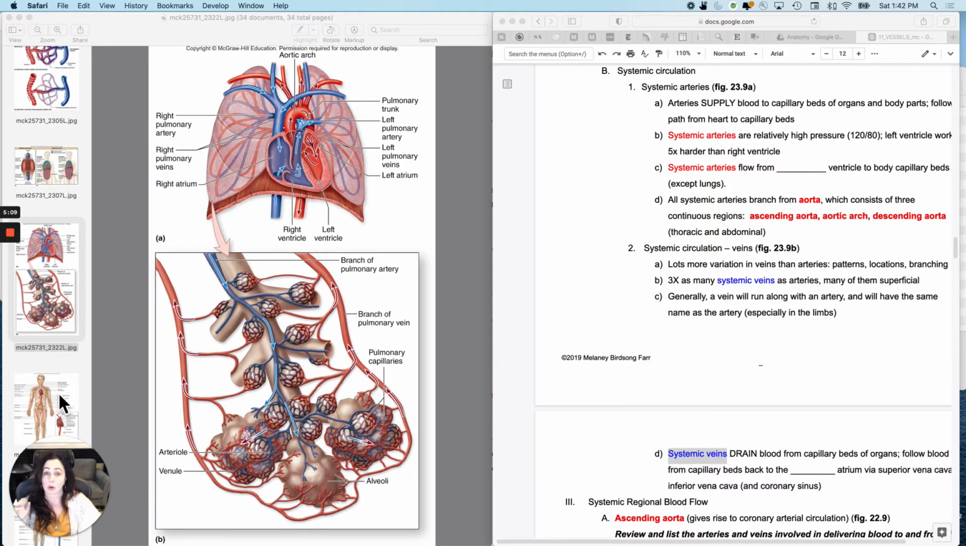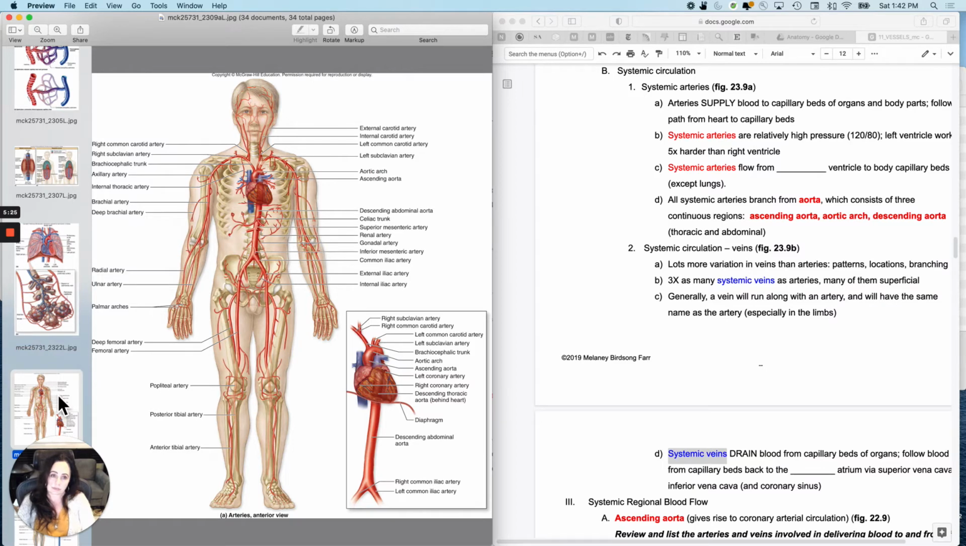Well, first off, there are way, way more vessels in systemic circulation because I'm not just going from the heart to its neighbor and then back to the heart. I'm going all the way up to my brain, all the way down to my little toes. So how do we think about systemic circulation?